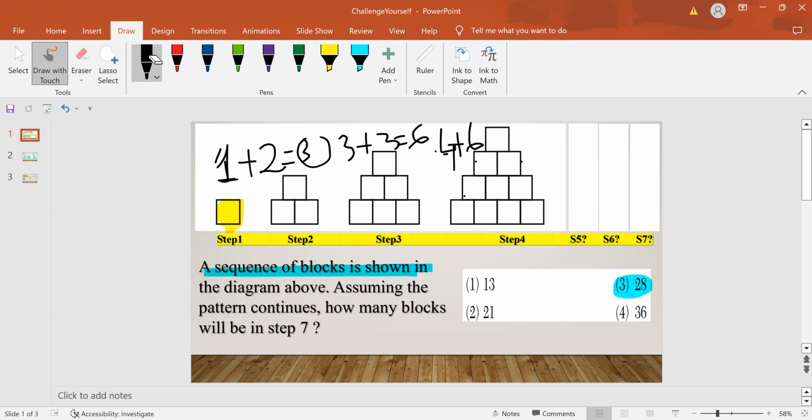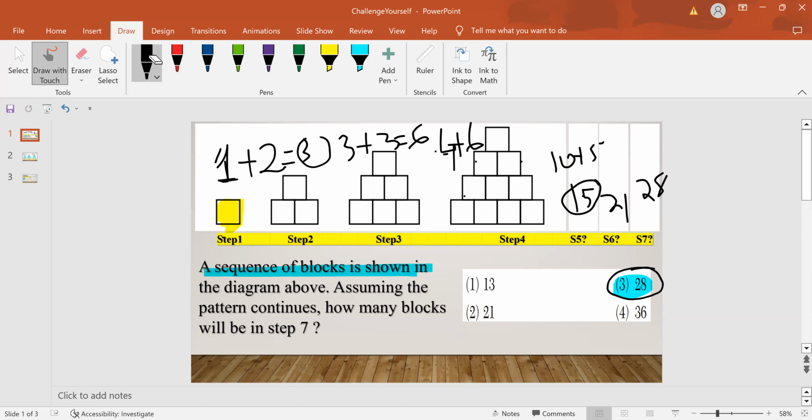So step 4 is 10. Now what can be step 5? You add the 5 to 10, that gives you 15. Then you take 15 and add the 6, that gives you 21. You take 21 and add the 7 to the previous one. So 21 plus 7 gives you 28. That's the reason we got the 28 here. So that means what? Step 8.